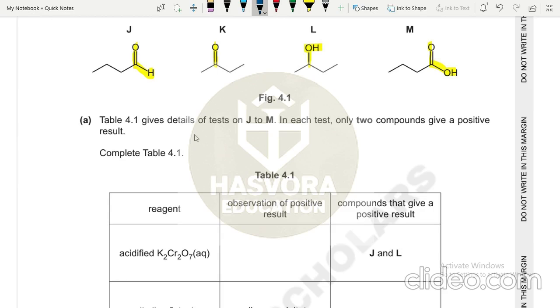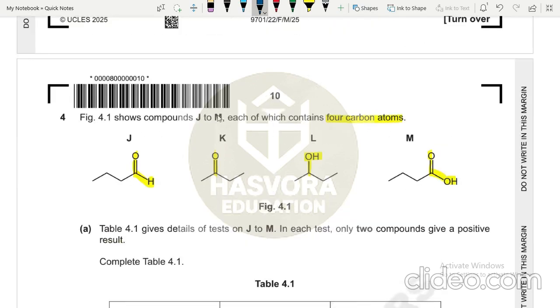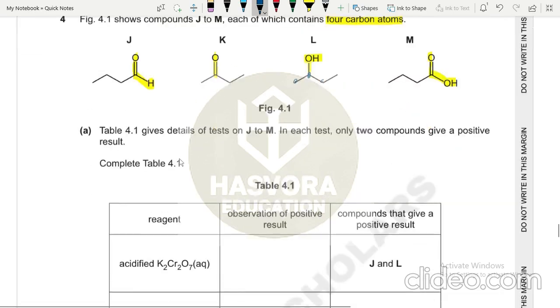First of all, if you have a look at the OH, it is attached to a carbon bonded to 2 other carbon atoms. It is a secondary alcohol, so it can be oxidized to a ketone. That is L. Carboxylic acids do not oxidize, except two of them, which you will study in A2. The ketone does not oxidize. The aldehyde does oxidize, and it forms the carboxylic acid. So L and J give a positive result.